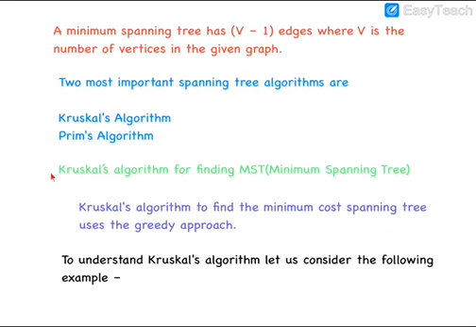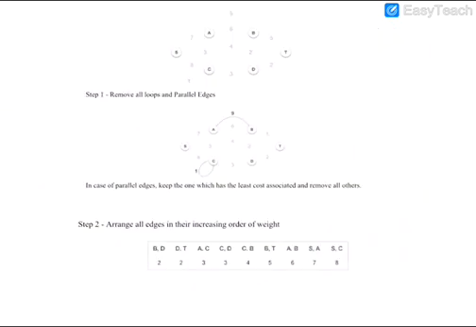So let us discuss Kruskal's algorithm for finding the minimum spanning tree. Kruskal's algorithm is based on the greedy approach. Let us understand Kruskal's algorithm with an example. We are considering a complete undirected graph which has 6 vertices, and every edge is associated with a weight. Using this graph and Kruskal's algorithm, we will be finding the minimum spanning tree. So let us go on.